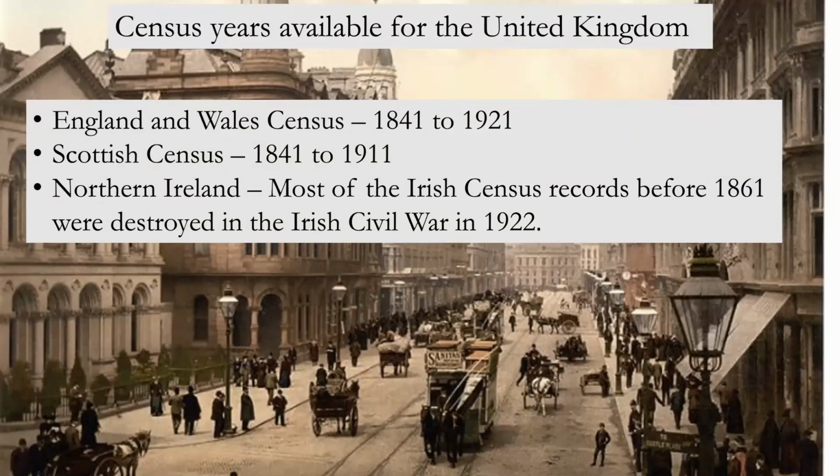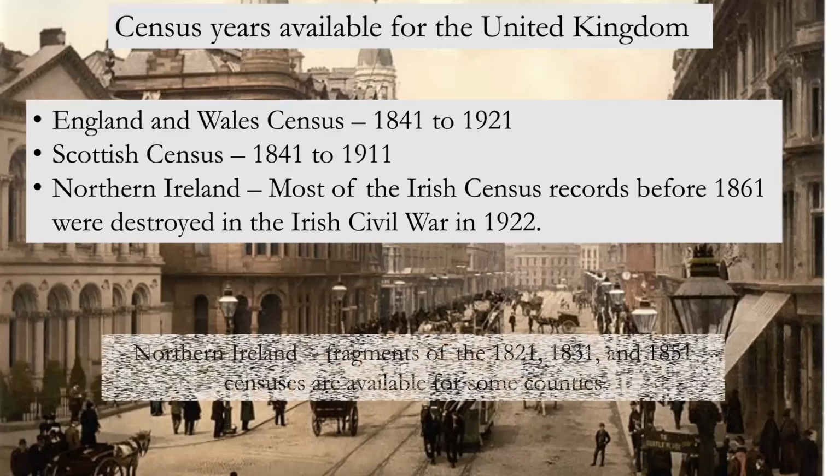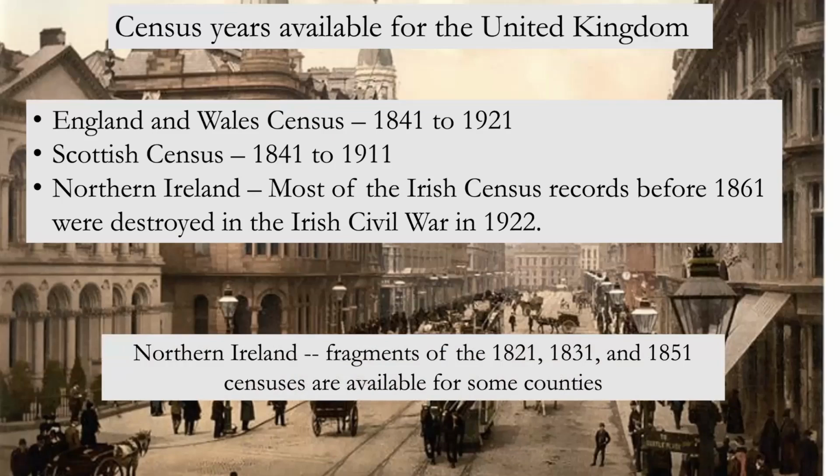Northern Ireland, understanding that the Irish census records before 1861 were destroyed in the Irish Civil War in 1922, when the archives in Belfast were blown up by a bomb. So in Northern Ireland, there are fragments of the 1821, 1831, and 1851 censuses, but the 1851 is the key one for getting information about families.